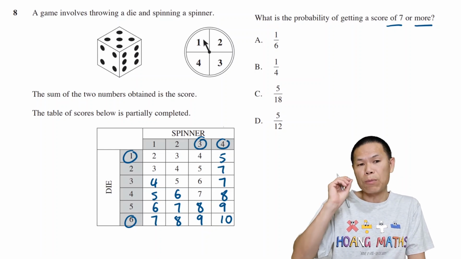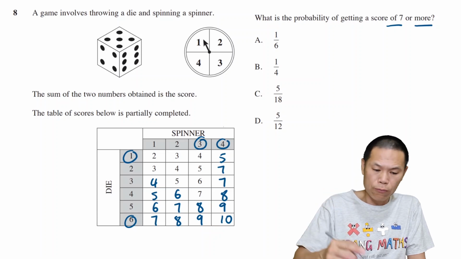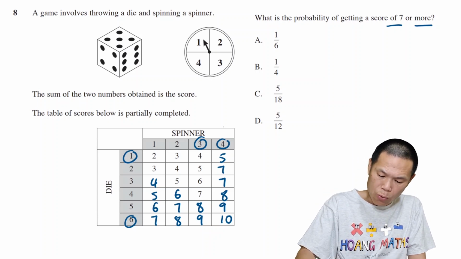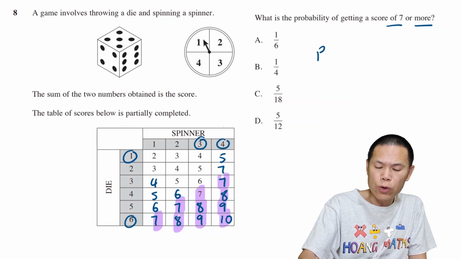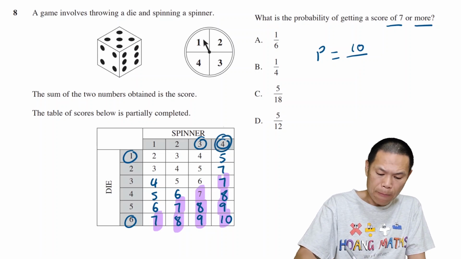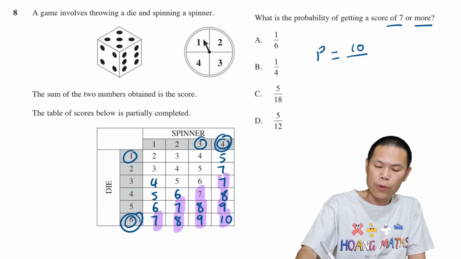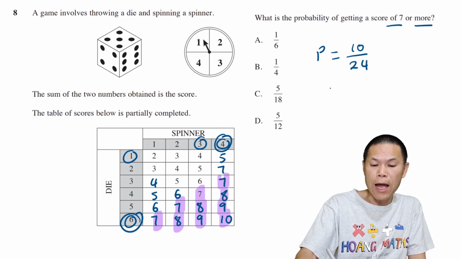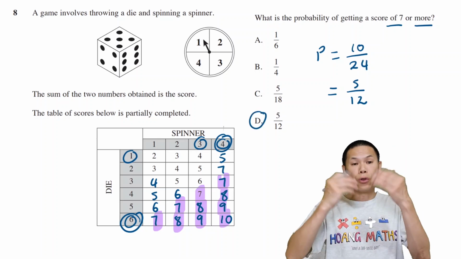And we need to find the probability that the score is from 7 onward, okay, 7 or more if you wish. So these are the ones: 1, 2, 3, 4, 5, 6, 7, 8, 9, 10. So the probability is 10 out of, altogether we have 4 for the spinner and 6 for the die. So 4 times 6 is 24, so it is 10 out of 24. If I halve that, it gives me 5 over 12. So the answer should be D. So there you go.